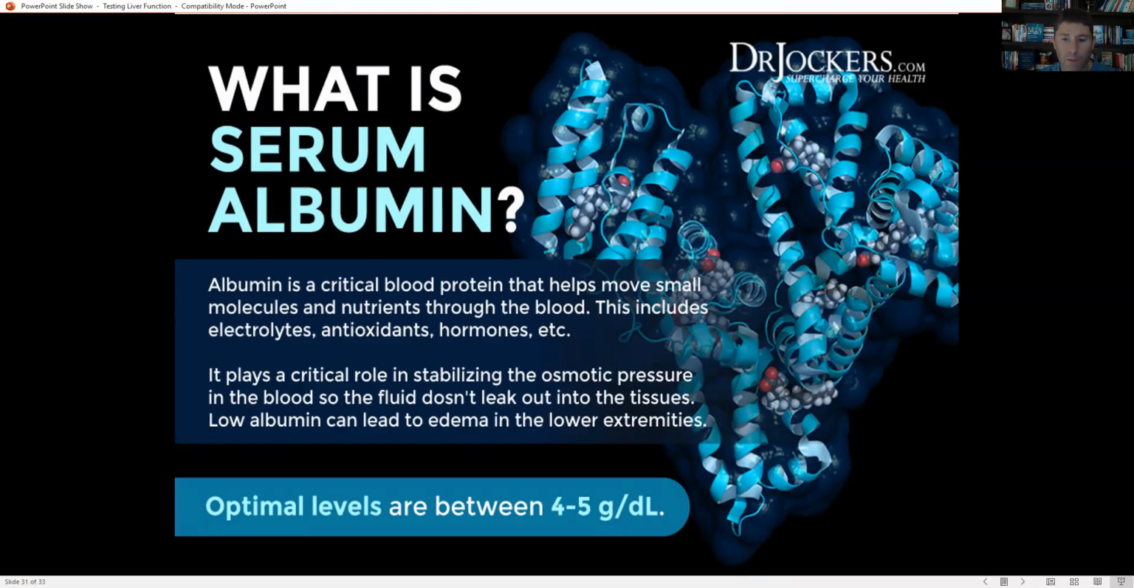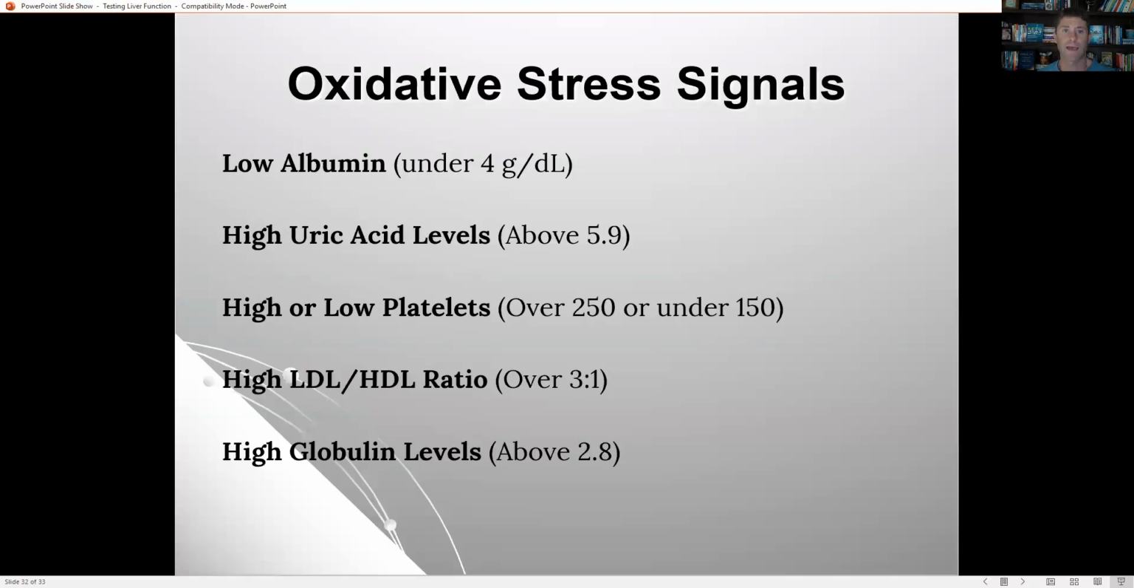But your serum albumin should be between 4 and 5 grams per deciliter. If it's low, that could be a sign of a liver issue because albumin is produced in the liver. So we have to be able to look at that. Oxidative stress signals are when albumin is low, again, under 4 grams per deciliter. Uric acid levels, right? So if uric acid is low, we talked about that being a marker for low sulfation. But if it's high, that's a sign of oxidative stress.